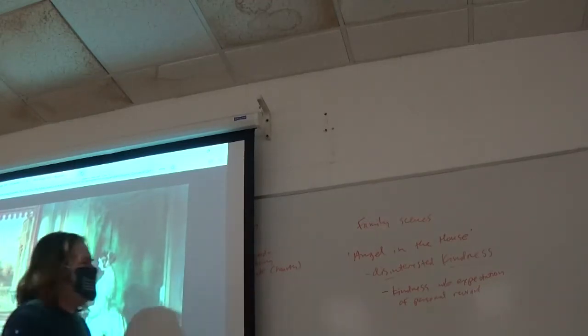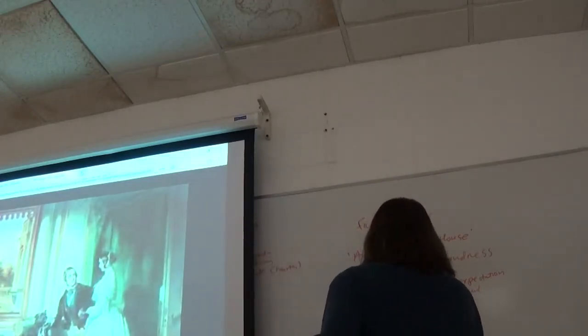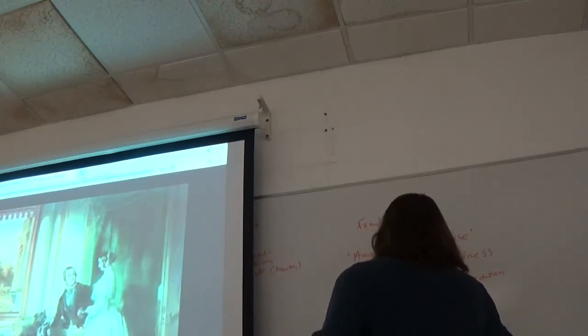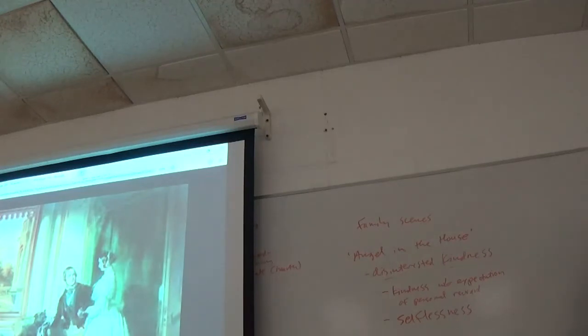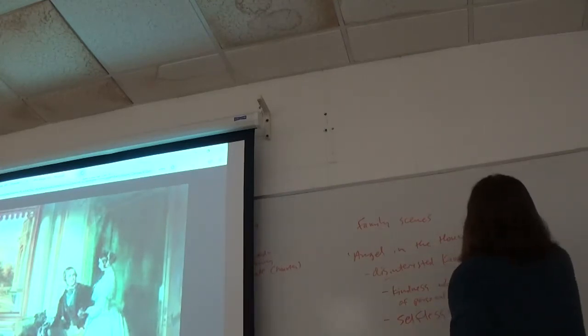So disinterested kindness ends up being a kind of selflessness, right? That a woman who asserts herself, Ellis would argue, is a bad thing and a lousy wife. Because then she's being selfish, which is the husband's prerogative. Now, the extent to which the angel in the house exists in reality is debatable, right? This is pretty much, as far as we know, a literary and artistic construct.